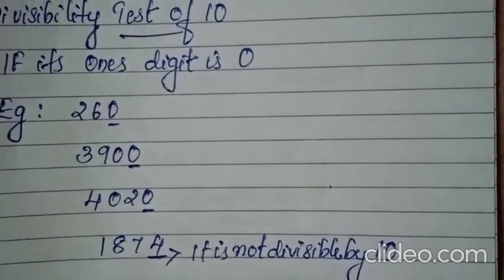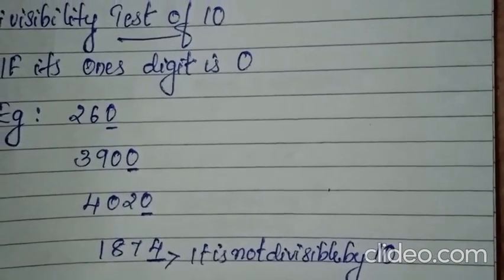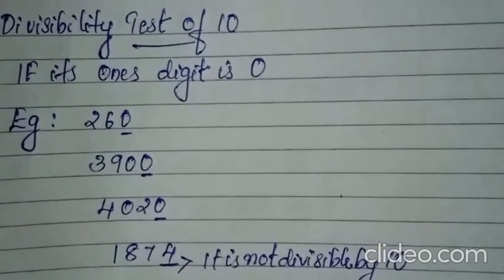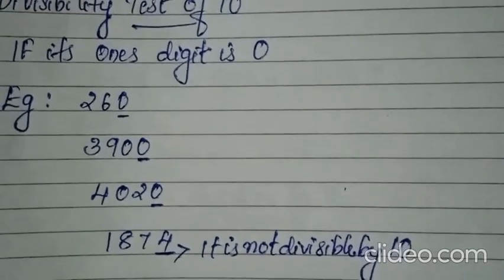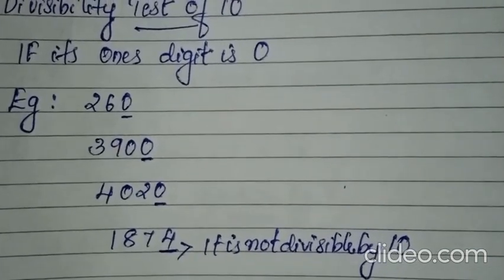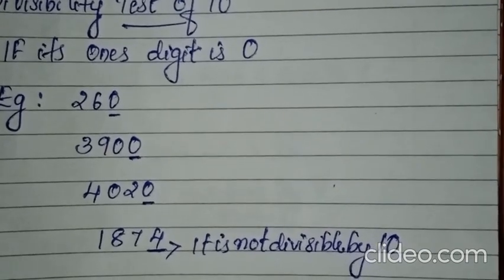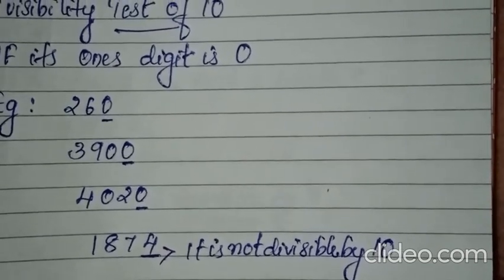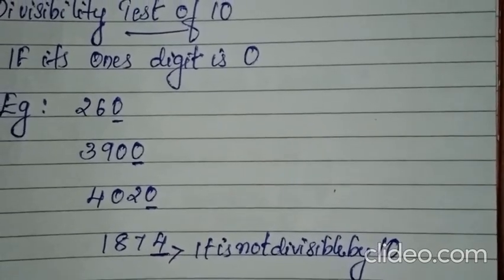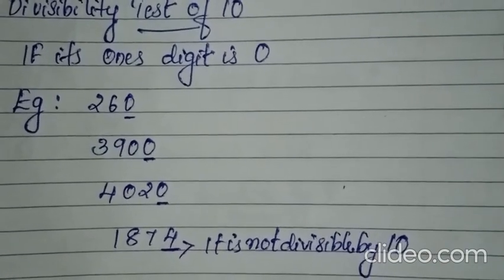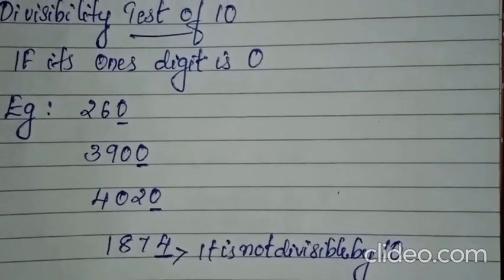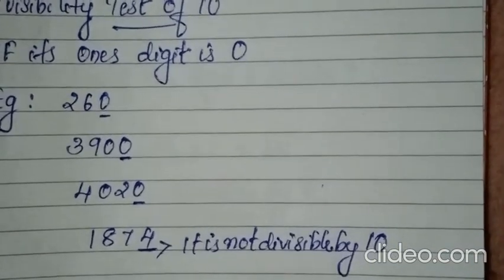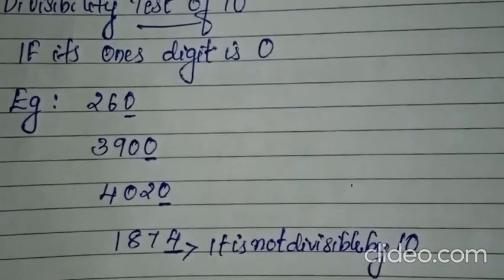So in this way we are finding the divisibility test. Understood? If we get any number, first we should recall all the divisibility tests: whether it is divisible by 2, 3, 6, 5, 9 or 10. Understood? So this is the easy method to find the divisibility test of 2, 3, 6, 9 and 10.